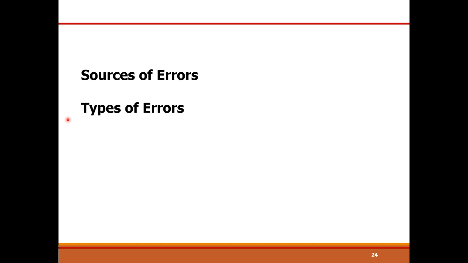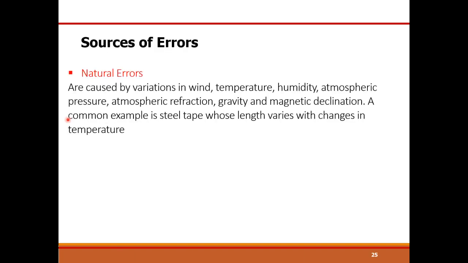Now, sources of errors and types of errors. First of all, natural errors. These errors are caused by variations in wind, temperature, humidity, atmospheric pressure, atmospheric refraction, gravity, and magnetic declination. A common example is a steel tape whose length varies with the change in temperature.